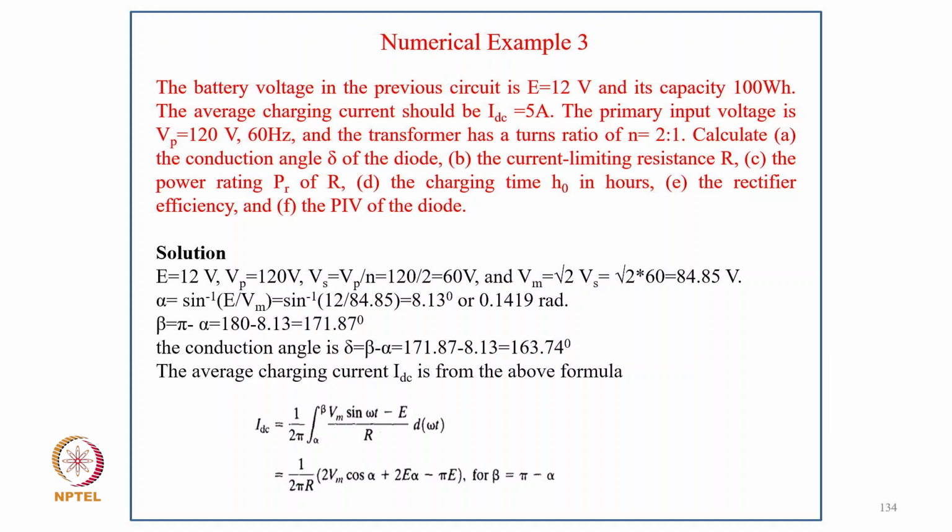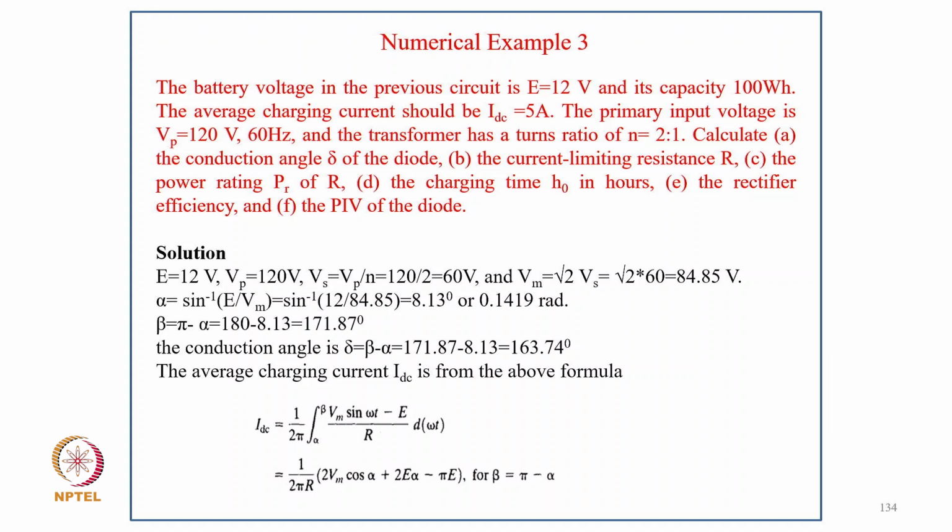Now coming to numerical example 3. The battery voltage in the previous case is equal to 12 volt and the capacity is 100 ampere hour, 100 watt hour, and the average charging current should be IDC equal to 5 ampere. The primary input voltage is 120 volt, 60 hertz, and the transformer has a turns ratio of 2 to 1. Calculate the conduction angle delta of the diode, the current limiting resistance R and the power rating PR of R, the charging time H0 in hours, the rectifier efficiency, and the PIV.